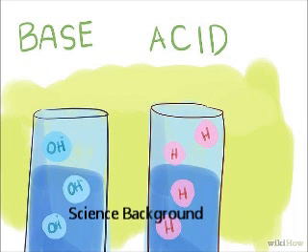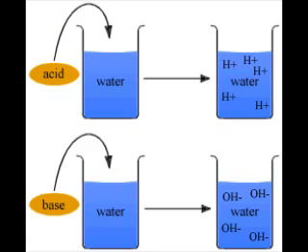Acids release hydrogen ions and bases release hydroxide ions. Hydrogen ions are hydrogen atoms that have a positive electric charge, and hydroxide ions are hydrogen atoms attached to an oxygen atom with a negative charge.